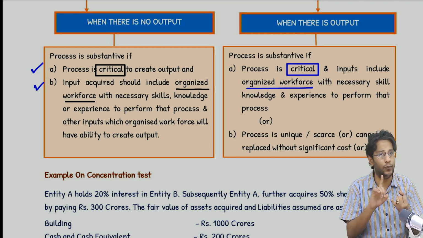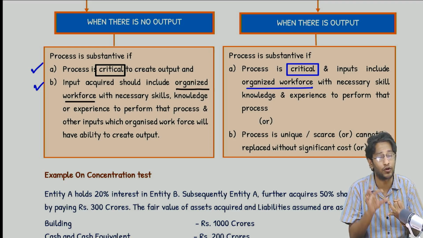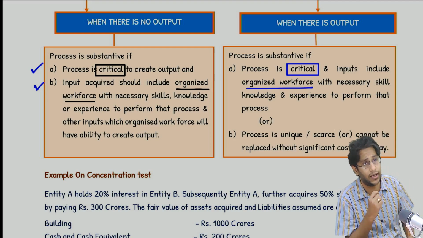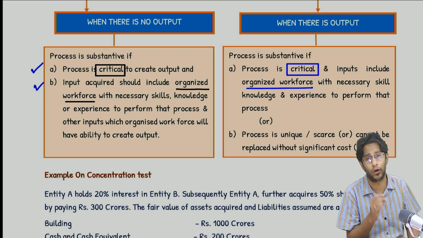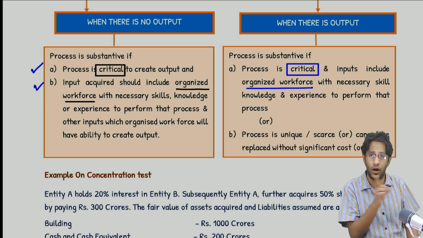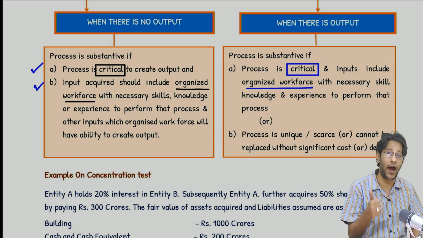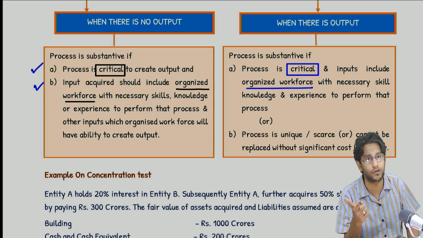That means input is mandatory, sir. Process should be a substantive process. Whether the process is substantive or not, how will I know? That depends on whether you are already generating output or not. If you are not generating output, then what I will check is the process should be a critical process and you should be taking over organized workforce of the other entity.